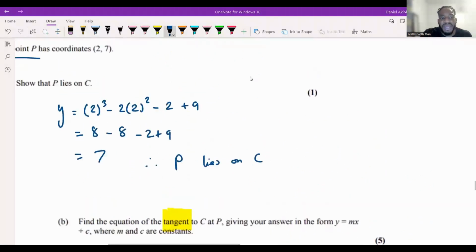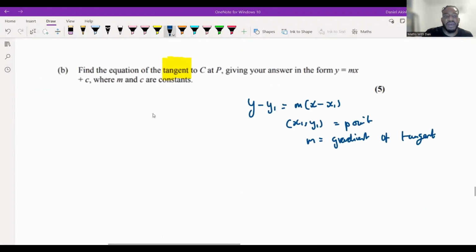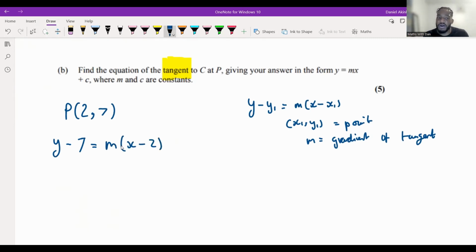So what do we have? Well, remember the point P was (2, 7). They told us that in part A. So I know my x1 and y1 already. Now I could just fill out this formula: y minus 7 is equal to m times (x minus 2). This is our answer so far. Now, what we need to find is m, which we know is the gradient of the tangent.